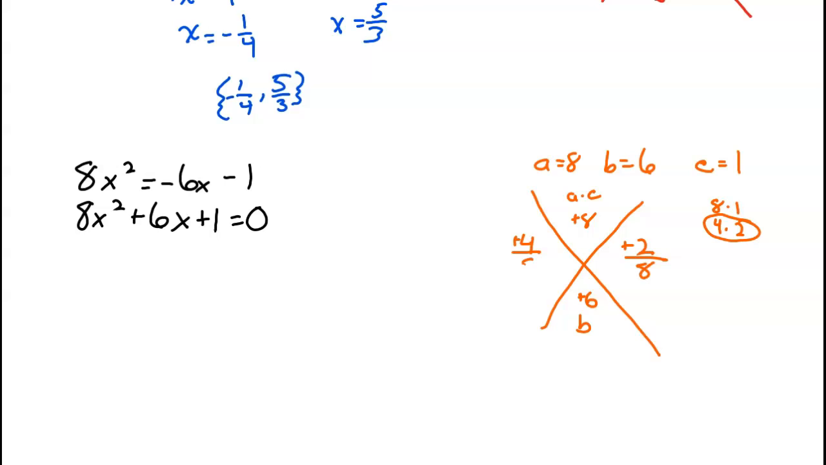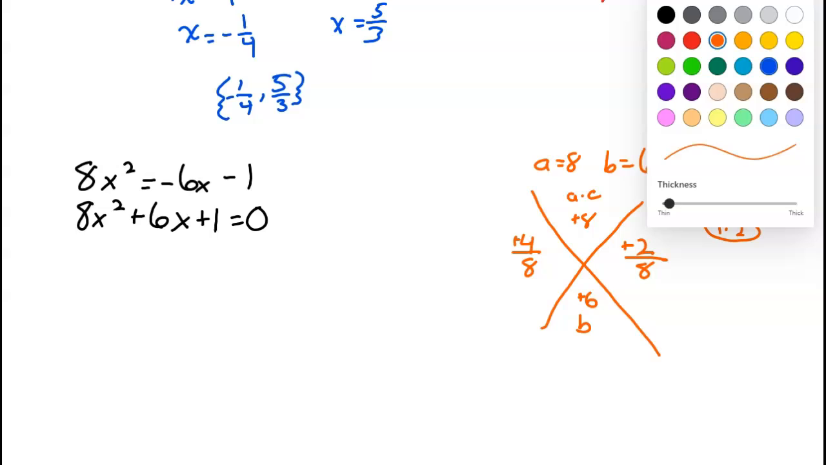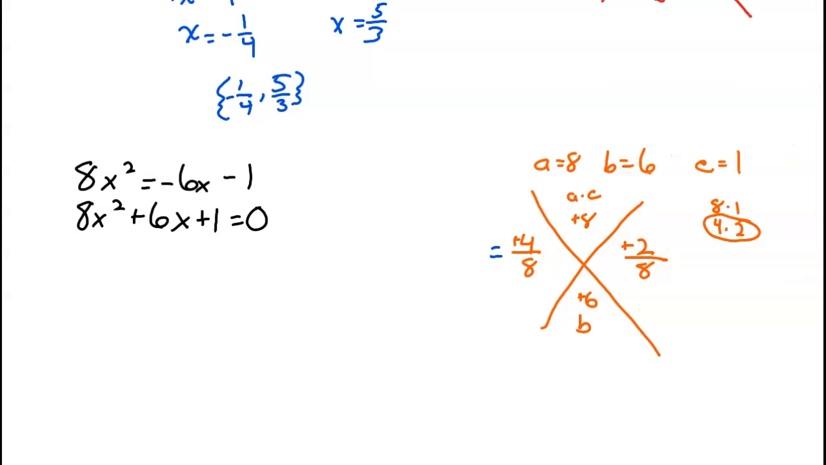These are both going to be over 8. These simplify down into a positive 1/2 and a positive 1/4. Denominator gets the x, numerator goes in back.